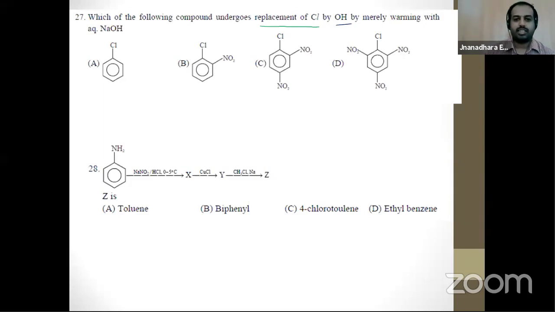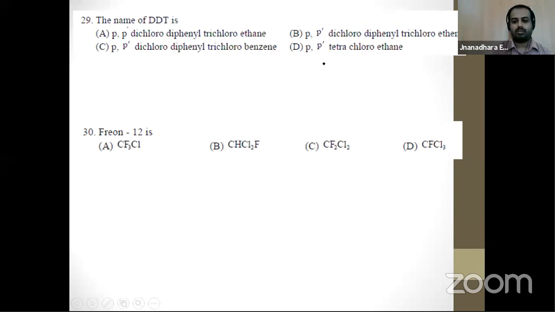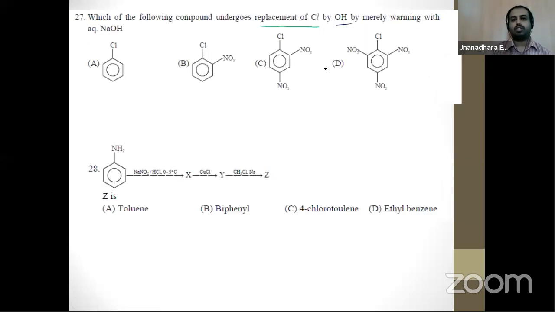D is suggested. Good. Because of more electron withdrawing nitro groups, and that too at the right position, ortho and para, the reaction is easier. So option D is the answer because you have 3 strongly electron withdrawing nitro groups.